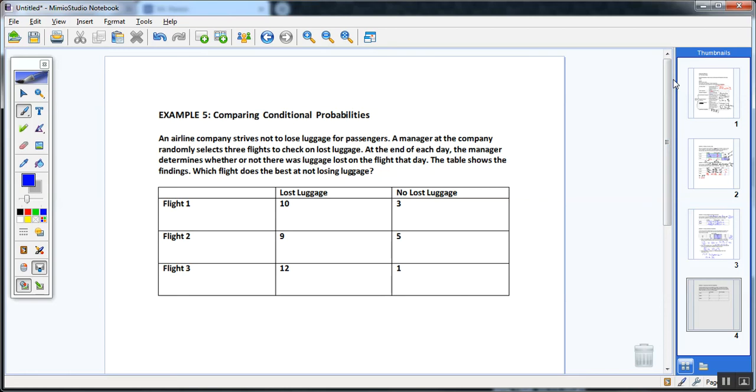All right, last example right here. Comparing conditional probabilities, kids. It says an airline company strives not to lose luggage for passengers. A manager at the company randomly selects 3 flights to check on lost luggage. At the end of each day, the manager determines whether or not there was luggage lost on the flight that day. The table shows the findings. Which flight does the best at not losing luggage?